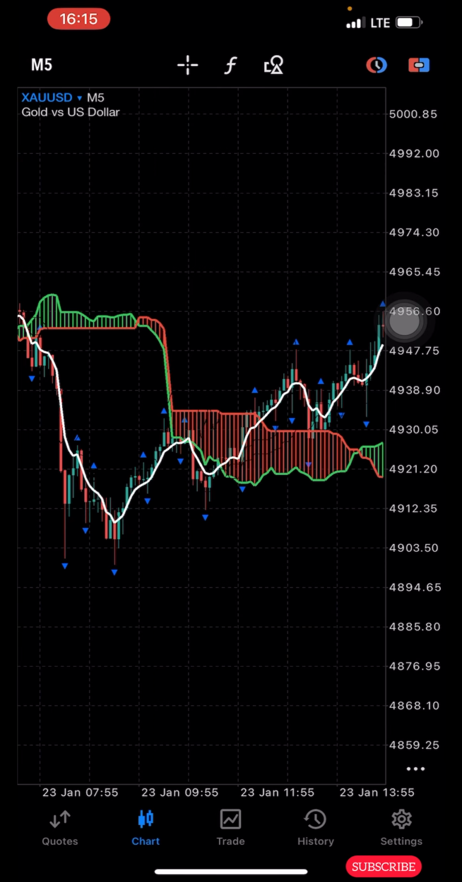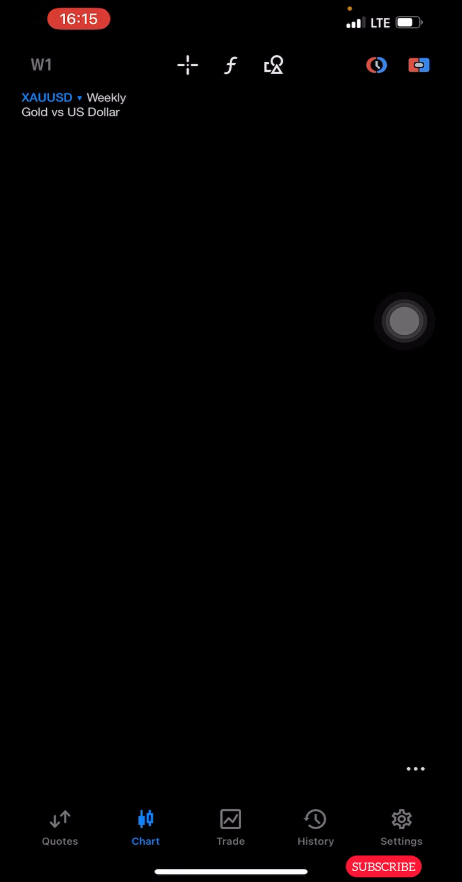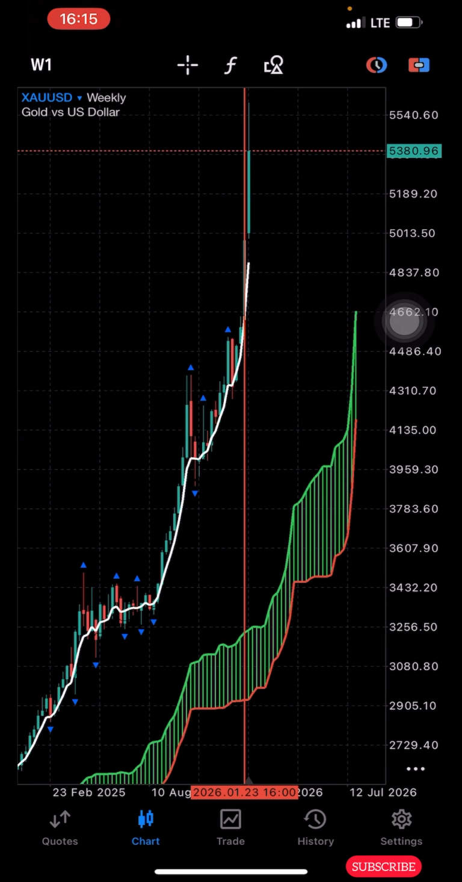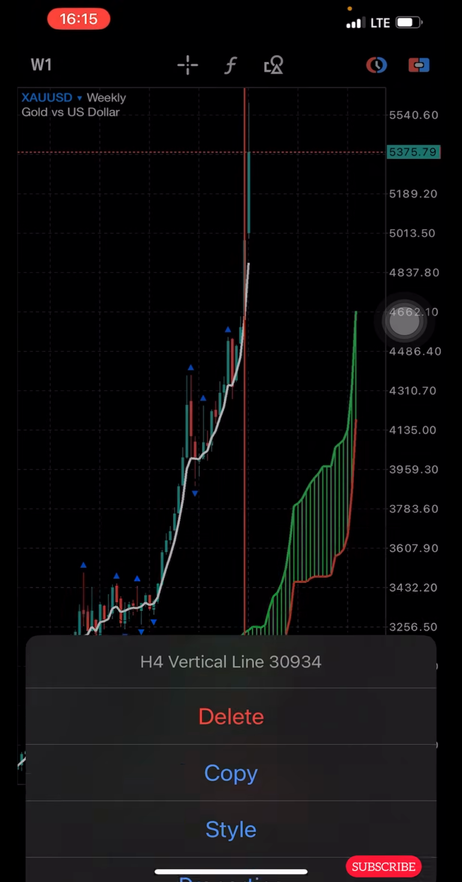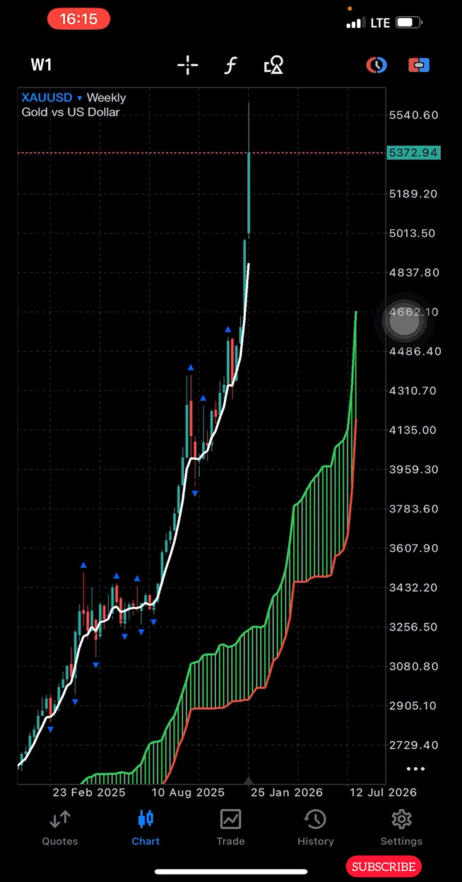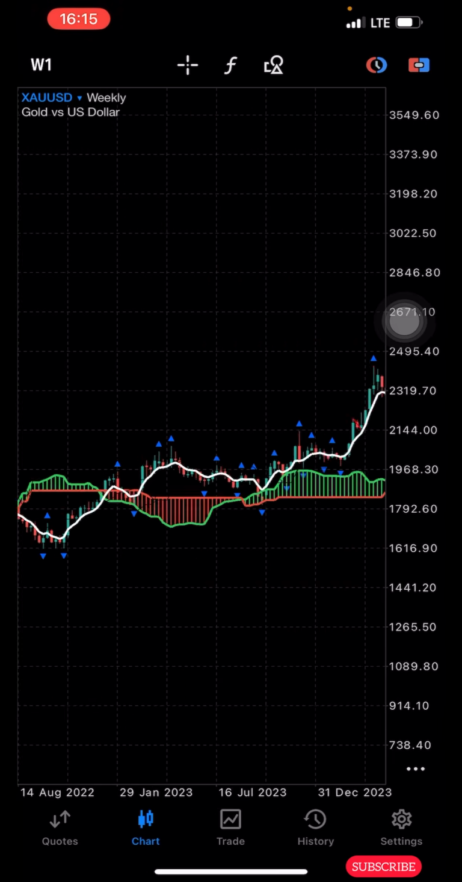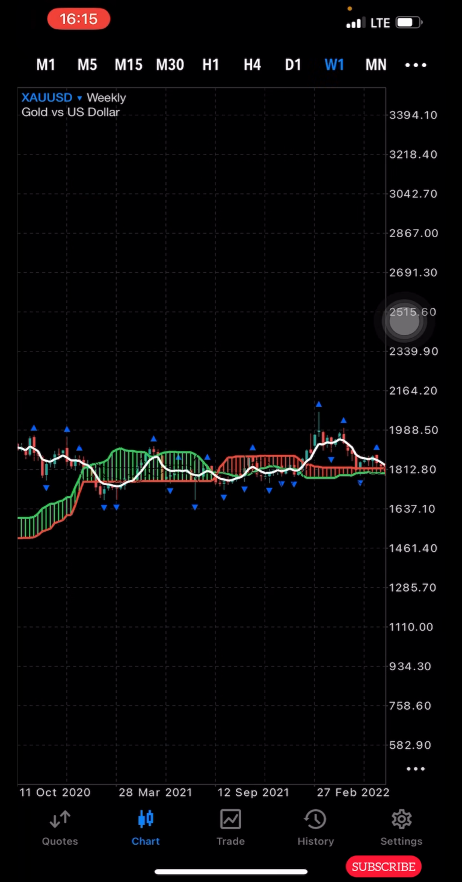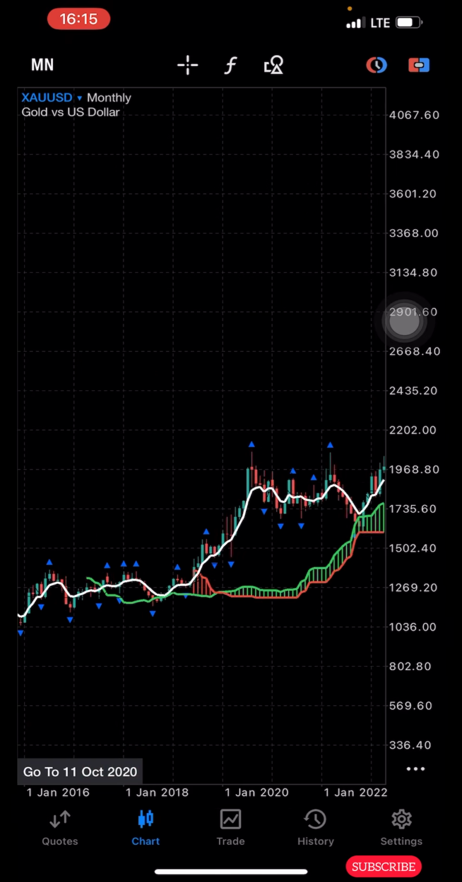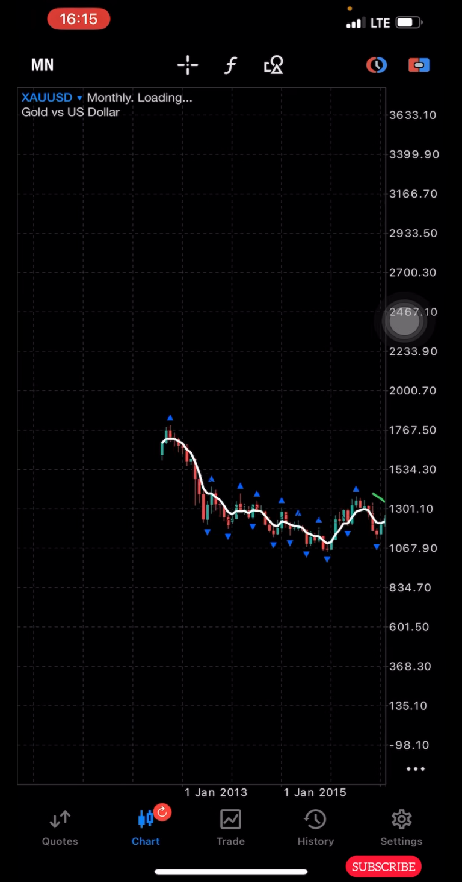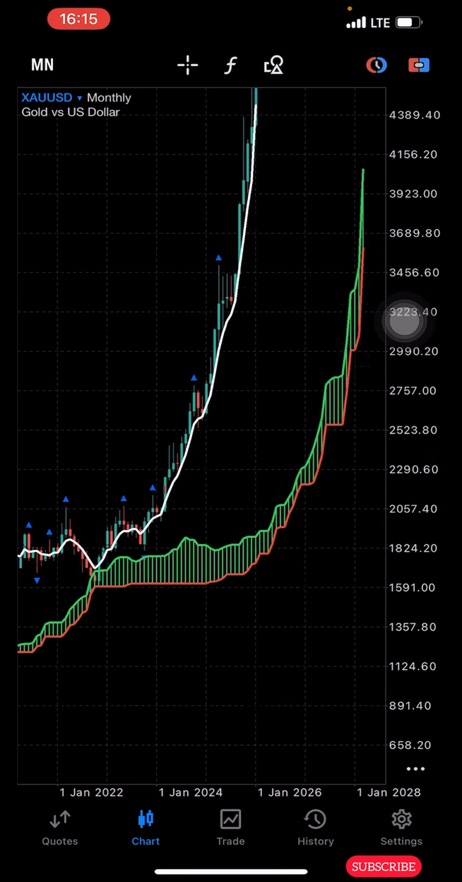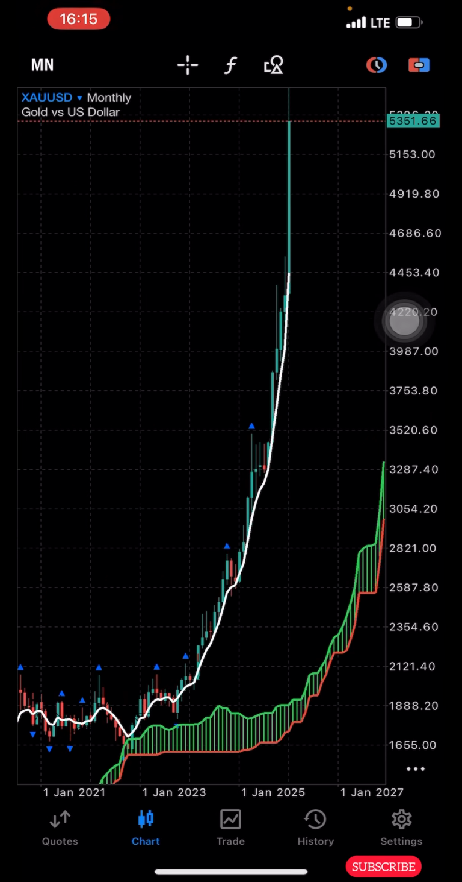Because ever since the history of gold, you can see that it has mostly been on a bullish trend. Mostly gold is always bullish. Since the history of gold, let's go to the monthly time frame. You can see since the history of gold, it has always been bullish. So why are you going to be looking for sell entry on this kind of market?